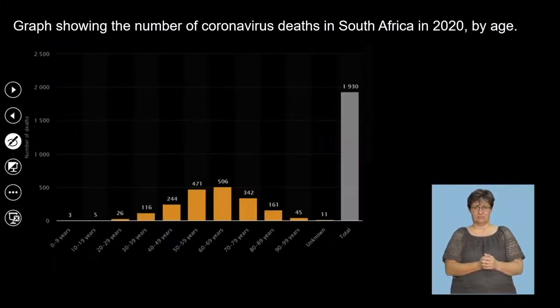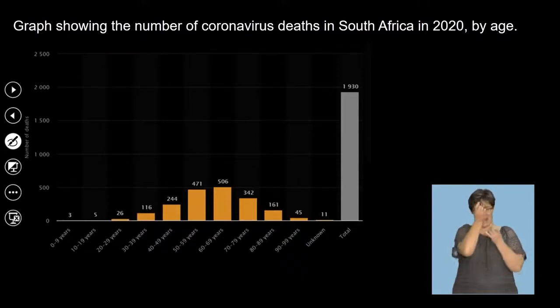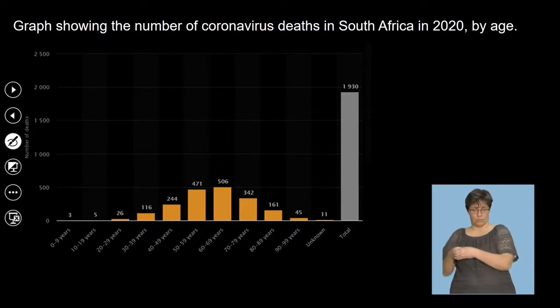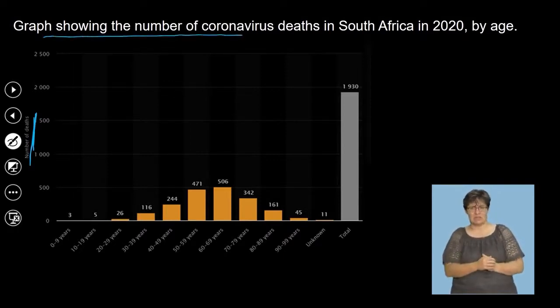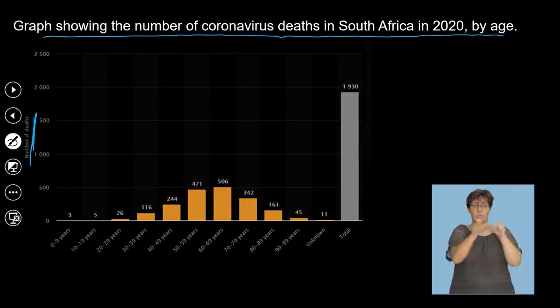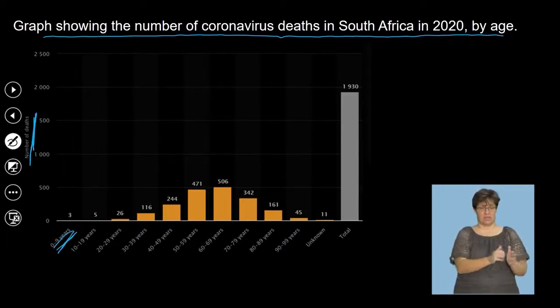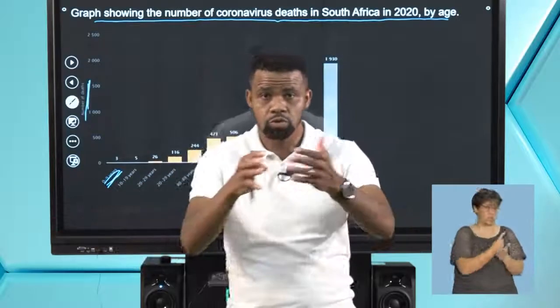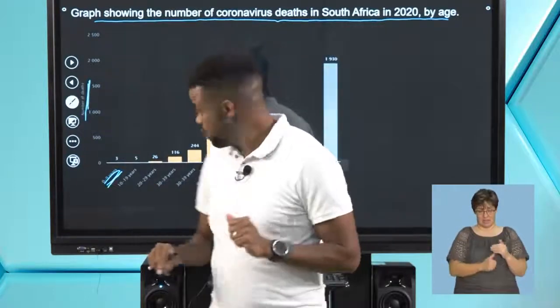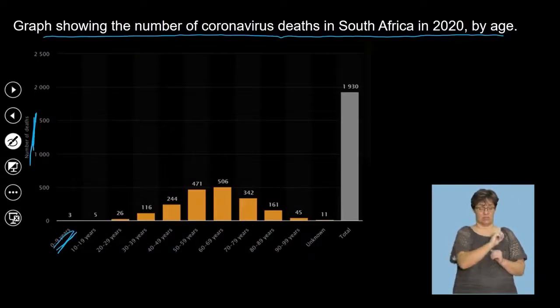So, this is the actual data collected, and it's grouped data. This is the number of deaths. What does this indicate? The graph shows the number of coronavirus deaths in South Africa in 2020 by age. For 0 to 9 years, only 3. This does not mean the whole year, but maybe a week, two weeks or probably a month. 0 to 9, we had 3.